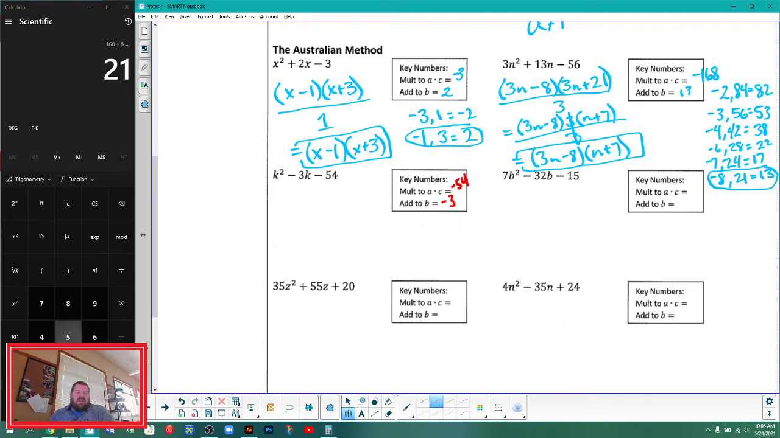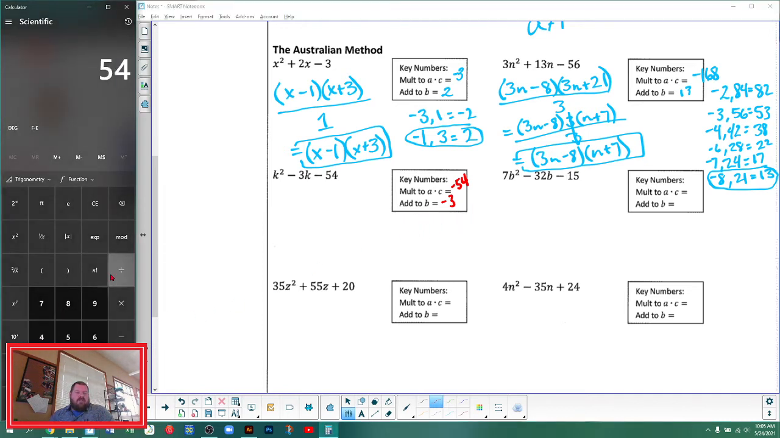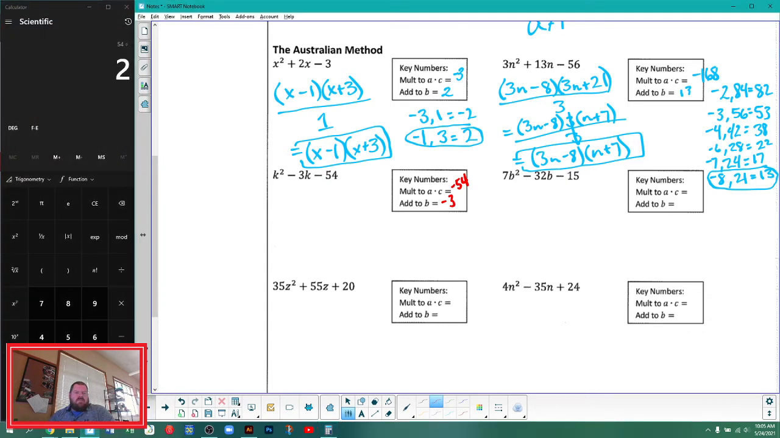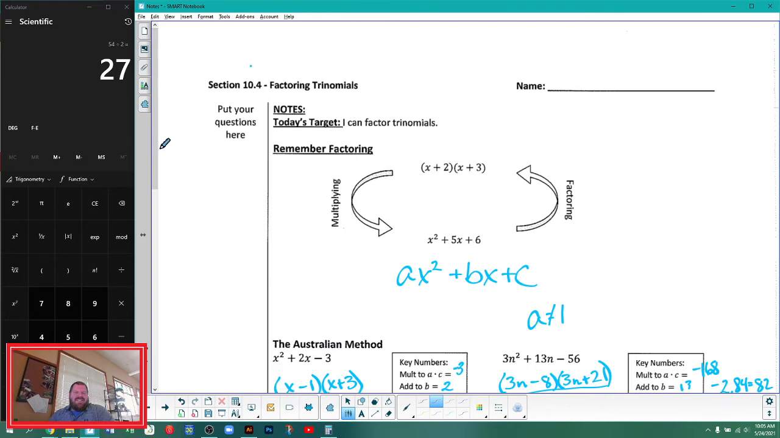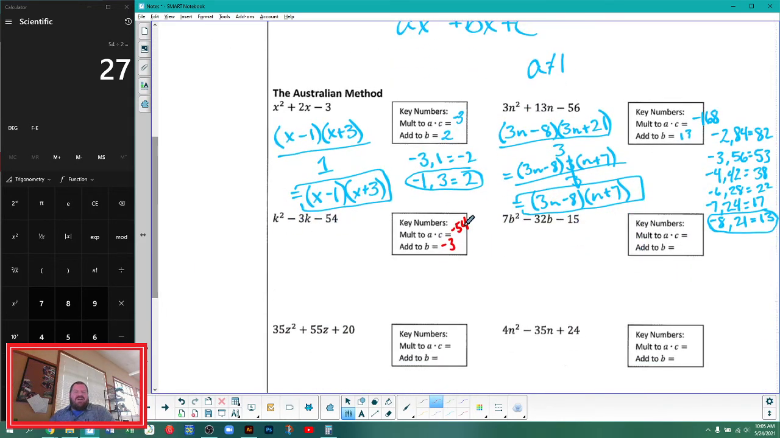So I can go through the whole list. I can go 54 divided by 2. Yeah, I knew that was going to happen. I hit the wrong button. 27. So we can say negative 27 and 2, but those add up to negative 25. A lot bigger than negative 3.